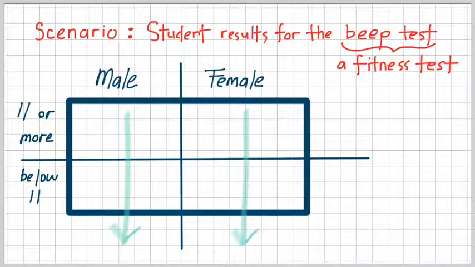We're also going to look at females. And as I said before, with the males, we're going to look at females who got 11 or more, or below 11, and we're going to total them up and put that total down the bottom.